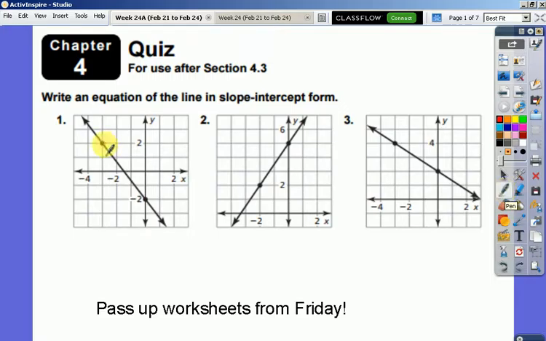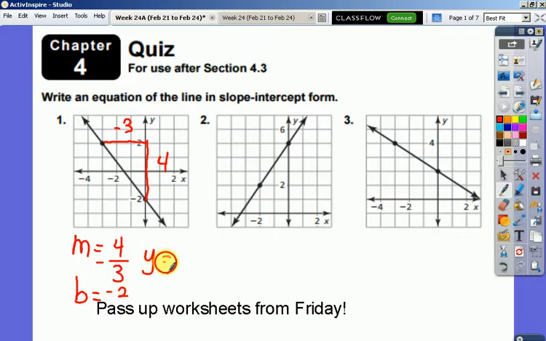Okay? So we're going to count. Let's just start with this point here. I'm going to go up 1, 2, 3, 4, so positive 4, and I'm going over how many? 1, 2, 3. Since I'm going left, is that positive or negative? Negative. What's my y-intercept? Negative 2. So what's my equation? y equals negative 4/3 x minus 2. Yep.